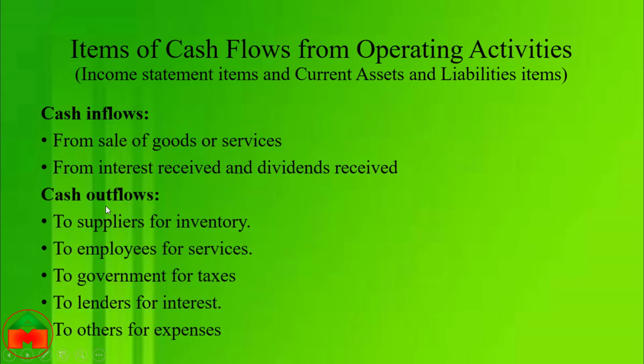Now we can see the examples of cash outflows under operating activities are if we pay suppliers for inventory, if we pay employees for service rendered by them, if we pay governments for taxes, if we pay lenders for interest expense, if we pay other persons for any other expenses.